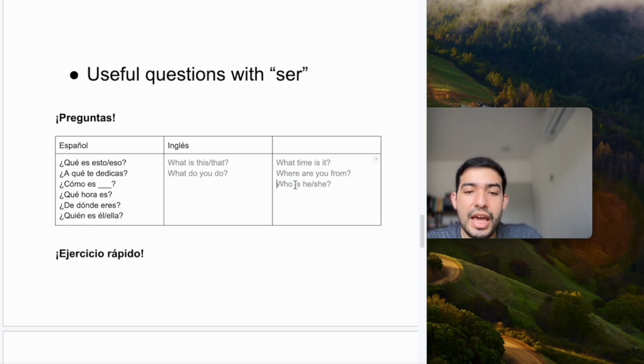¿Cómo es someone or ¿cómo es something? That means, how is someone or something like? If you ask this, you're asking for a description, right? If you say, ¿cómo es el español? How is Spanish like, right? You would say, oh, es fácil. It is easy. ¿Cómo es? We're talking about permanent characteristics, right? ¿Qué hora es? That's what time is it?